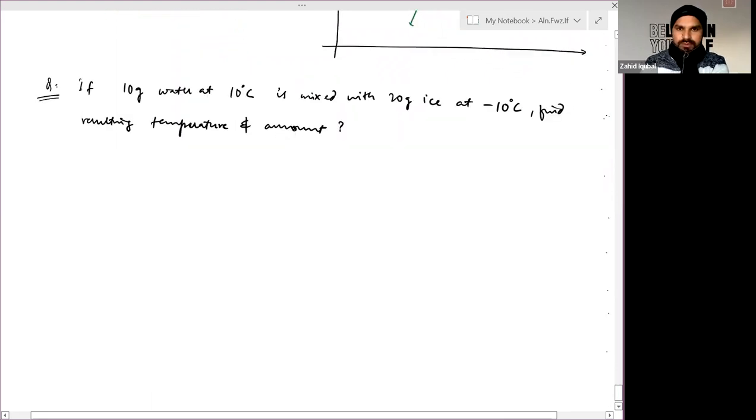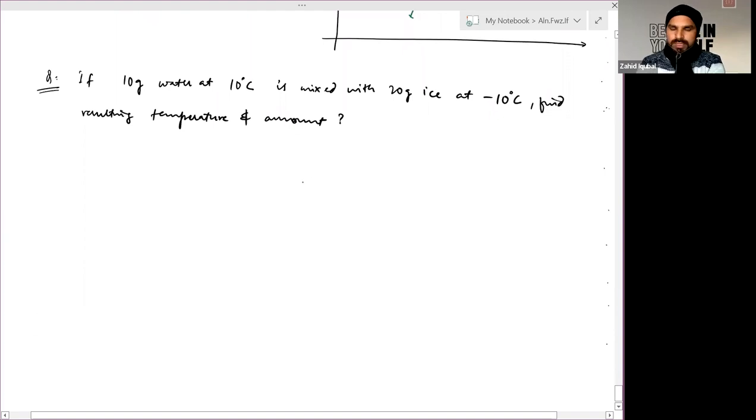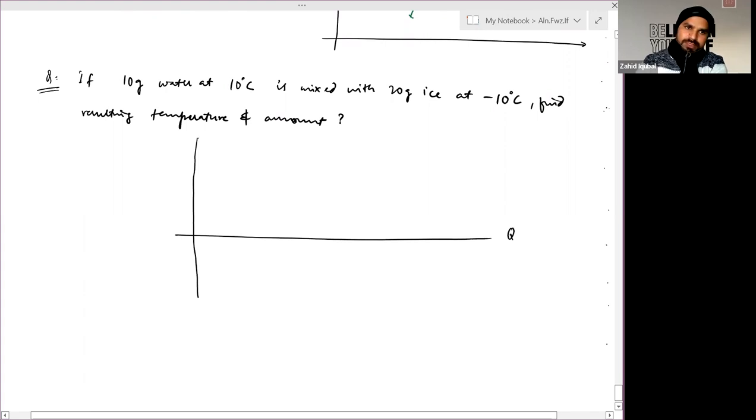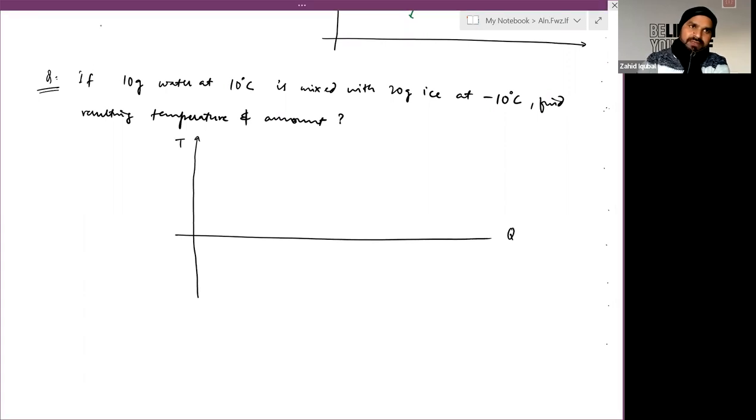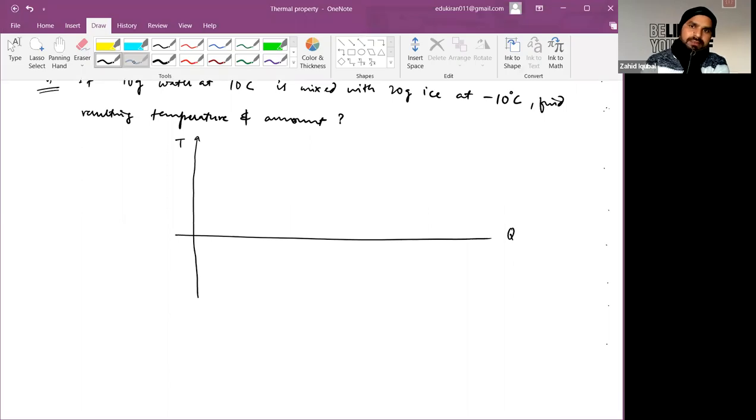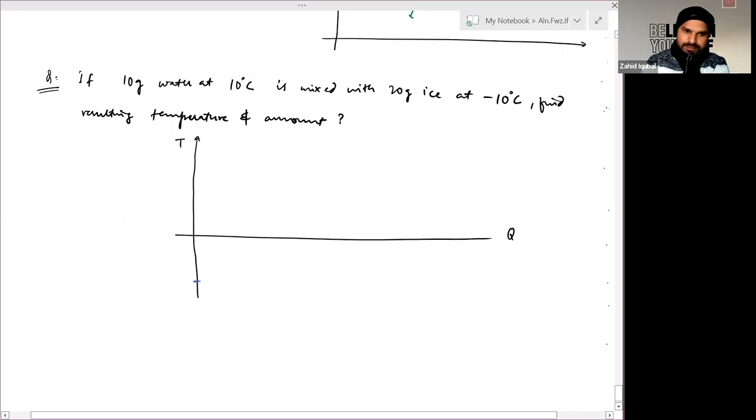We have two different quantities. So one will lose heat and the other will gain heat. So let's say this is Q versus T. We have initially ice at minus 10 degrees Celsius, this point. So it will first require to go from this point to this point. So it will require small q1 amount of heat energy to change temperature from minus 10 to 0 degrees Celsius.